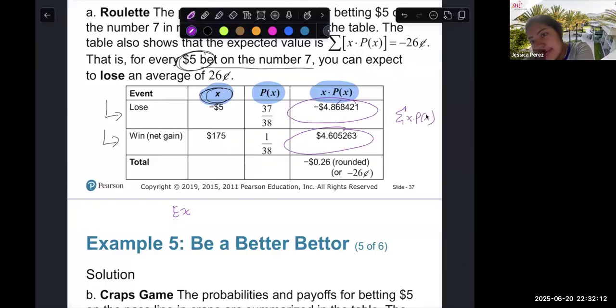And you can have negative values for my population mean because in a casino, you will lose money. So remember, we're looking at an interpretation. Your mean, or your expected value, can be negative.